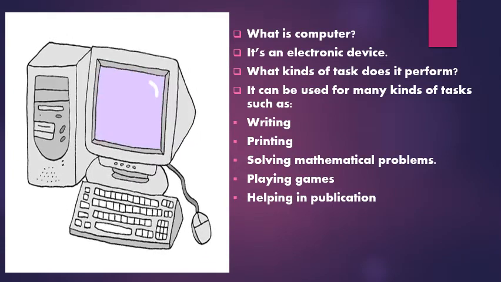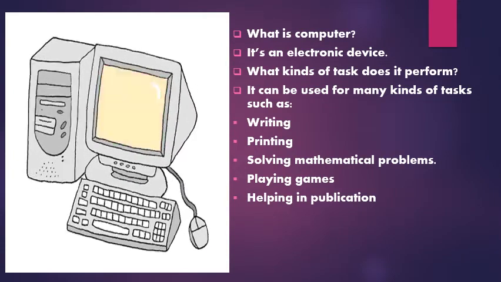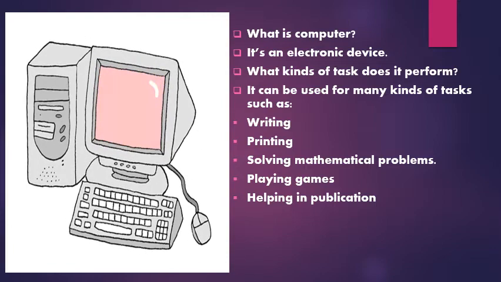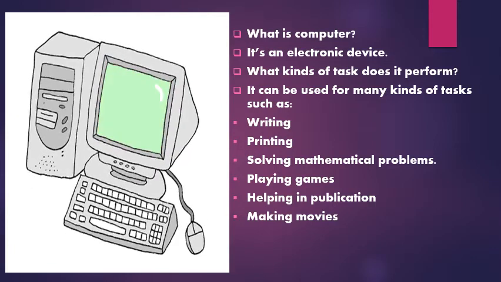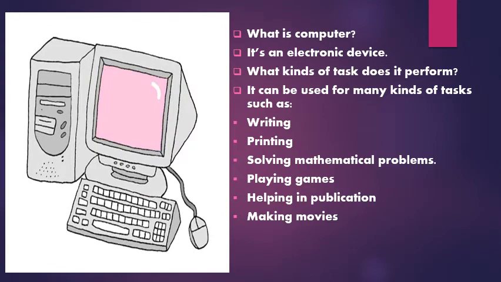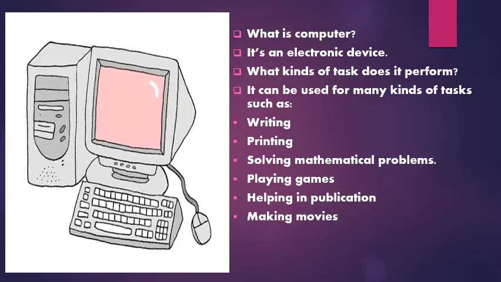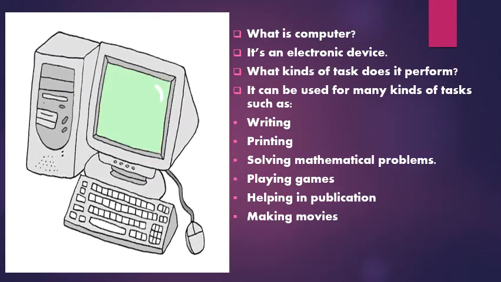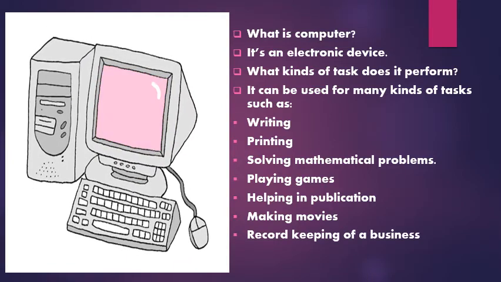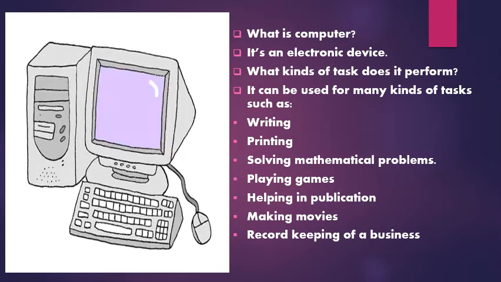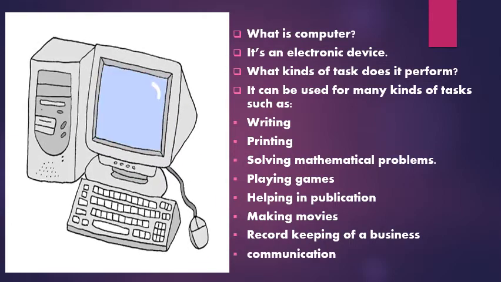Helping in publication. If we have written a book and we want that book to be published, so that would be published by computer. So helping in publication. Making movies. Okay, again we have learned in our previous chapter that animation is done in the movies or the simple movies there, whatever kind of movies there, that would be made in computer. Record keeping of a business. Okay, you must have seen in the banks that they keep all of their record in computers. So record keeping of a business.